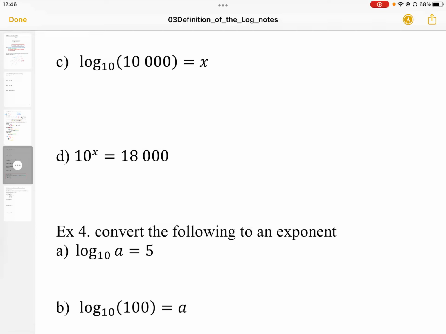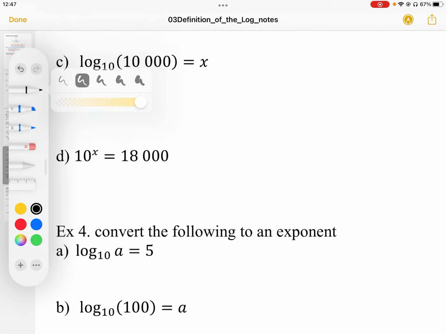Example C, we're going to solve for x. So we're looking for the exponent on 10 that gives us 10,000. Now we could put this into our calculator, but we really should know that 10 to the power 4 is going to give us 10,000. So that's going to make the value of x equal 4. Okay, and our calculator will verify this.